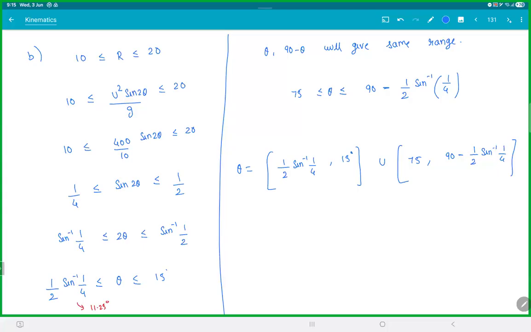Everyone is clear why you're getting two ranges? If I have to show you a picture, it looks like this. So when you throw at 15, you will go and fall here. When you throw at 75 also, you will go and fall here. So you get a thing like that. Yeah, most of you got this thing. You just didn't realize there is another range. It's more of a physics thing. Mathematically, you all are right.